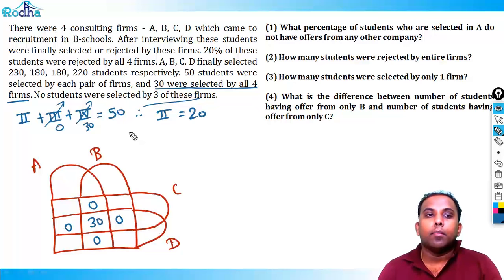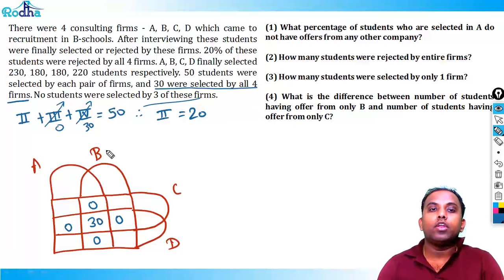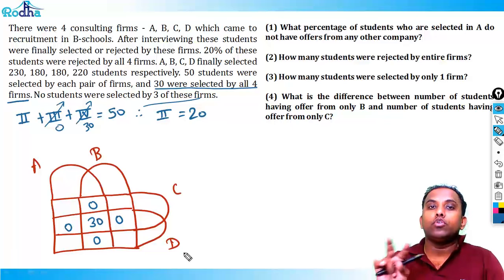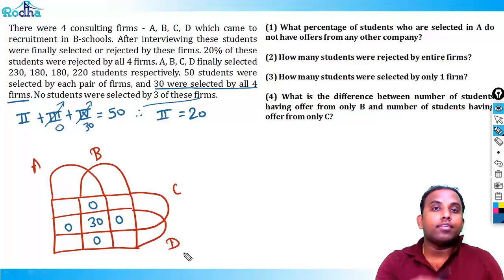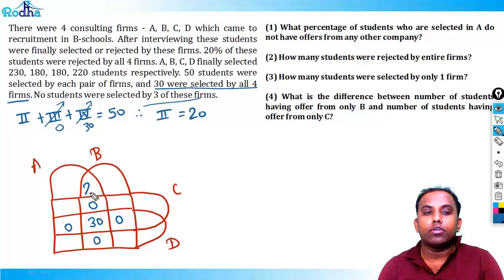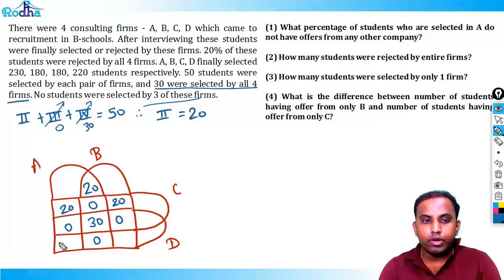That means the number of students selected by only two firms is 20, because each pair normally means what? It is not given "only" with each pair of firms. So if there are four firms, then if two are selecting 20 students or 50 students, that will be counted as each pair. So that's why for two, we are left with 20 now. So all two will be filled with 20. All two will be filled with 20.